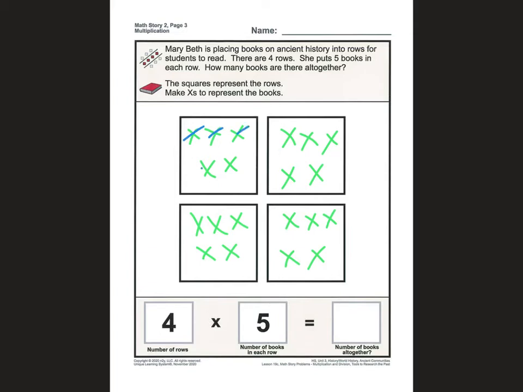1, 2, 3, 4, 5, 6, 7, 8, 9, 10, 11, 12, 13, 14, 15, 16, 17, 18, 19, 20. 4 times 5 is 20. Or we could skip count. 5, 10, 15, 20. 4 5s is equal to 20.